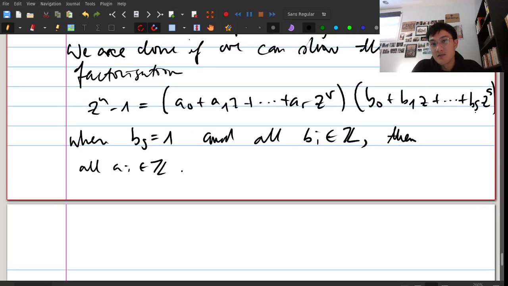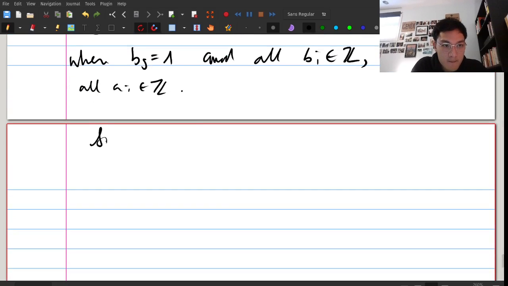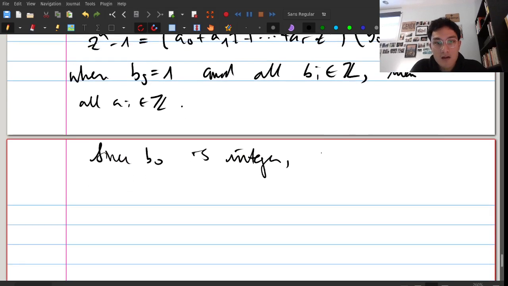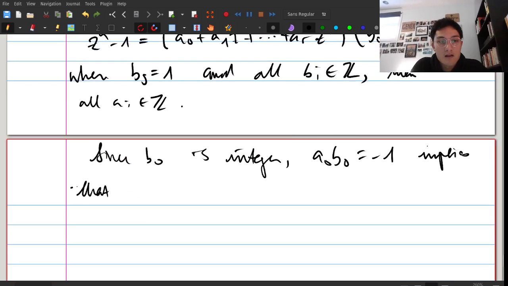So it's clear first of all that bs must be 1, right? This polynomial here is monic, because we already saw that cyclotomic polynomials have to be monic. So ar is monic. Now since b0 is an integer, a0 b0 has to multiply to minus 1. Okay, a0 b0 equals minus 1 implies that a0 and b0 are both equal to plus or minus 1.